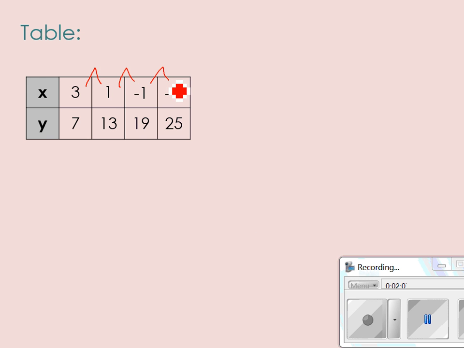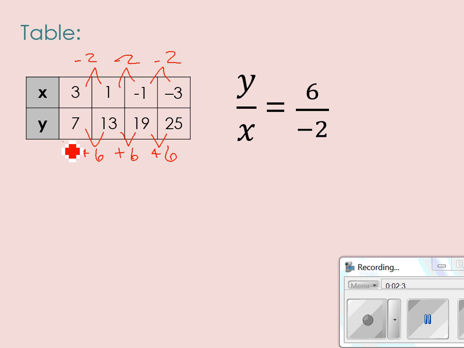So we're going to make our marks, and we find that we will have -2 for those changes, and then we will have +6 for those changes. So because we have a constant rate of change, we're going to label it as y/x and fill in our numbers. We would have the 6 because that's the y value, -2 because that's the x value. And when you simplify that, you get -3.